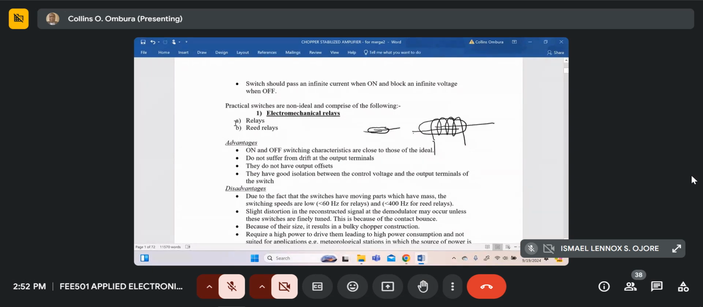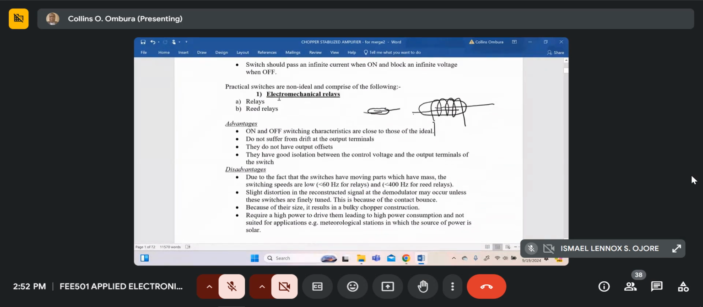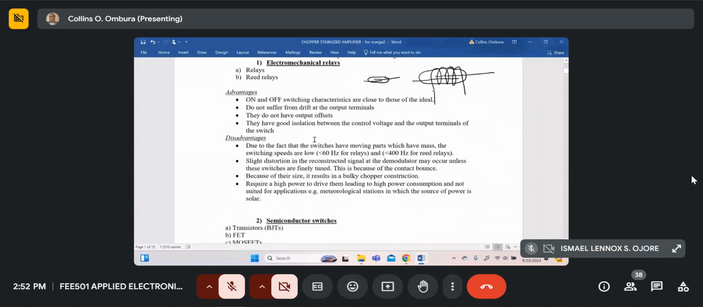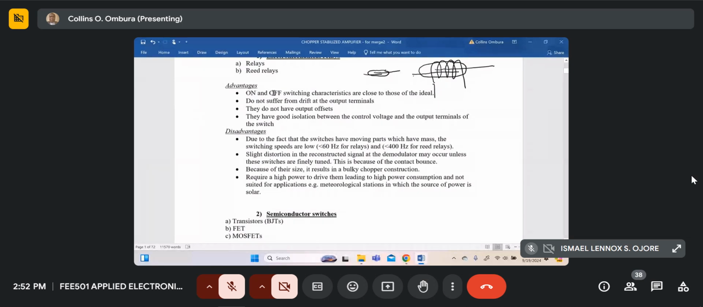So let's start. Our electromechanical relays are two types. You have the normal relays, and then you have the reed relays. What I've drawn over here are the reed relays. Now, the advantage of electromechanical relays is as follows. The on and off switching characteristics are close to that of the ideal switch, because when they're closed, the resistance is almost zero. When they're open, the resistance is almost infinity.